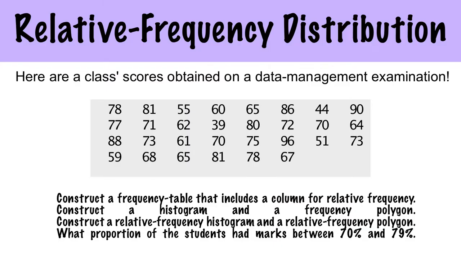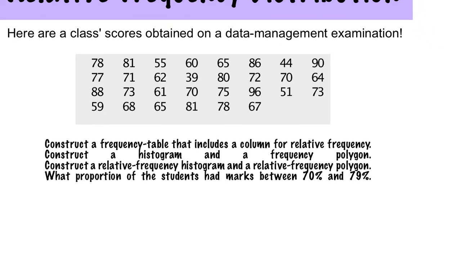Now, relative frequency distribution. Here's an example: class scores obtained on a data management examination. And we will do similar activities. We'll construct a frequency table that includes this time a column for relative frequency, a histogram and a frequency polygon, a relative frequency histogram and a relative frequency polygon. And then we're going to answer the question, what proportion of the students had marks between 70 and 79?